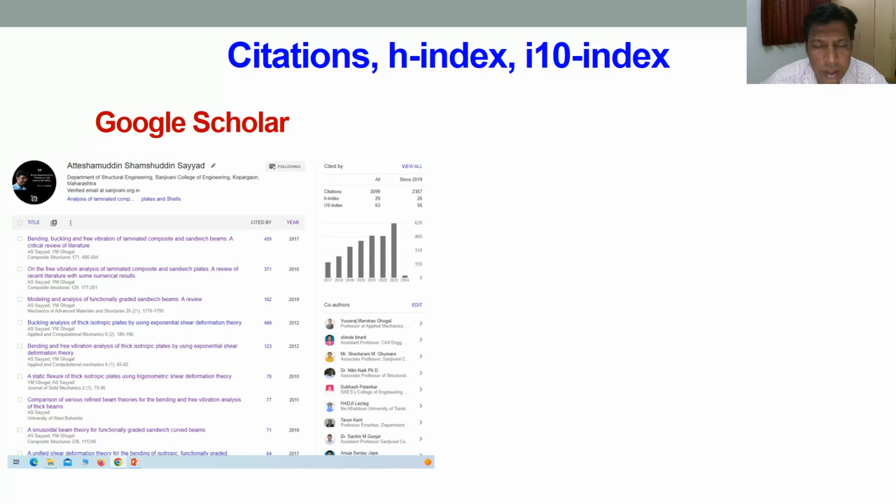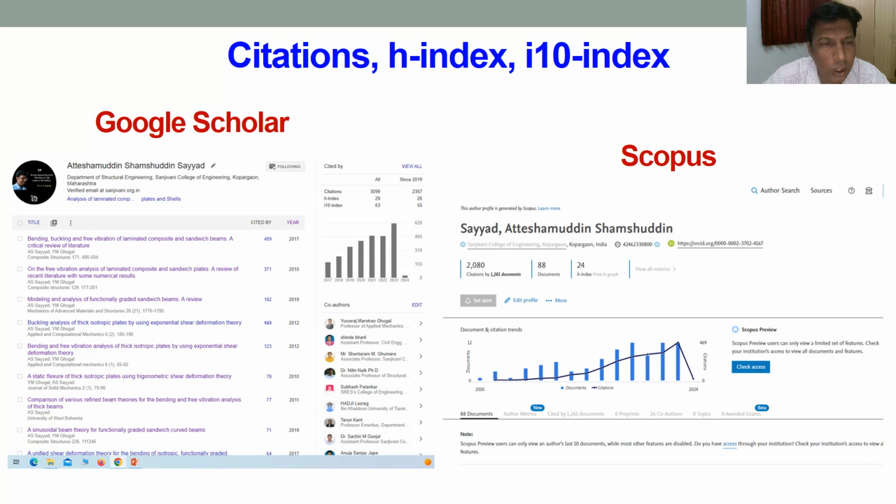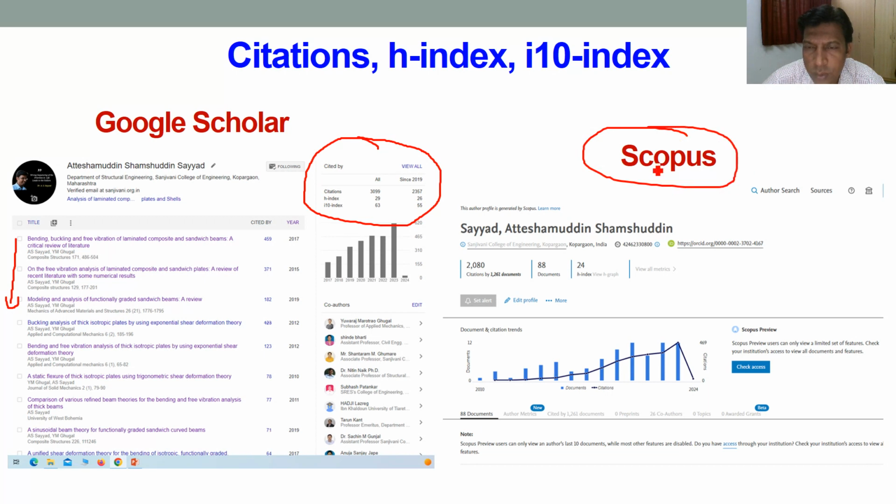Here I have taken two examples, two snapshots: one is a Google Scholar profile and one is a Scopus profile. If you look carefully at both profiles, you will find a few statistics and information. There is a list of papers that the author published, and on the right part you will find total citations, H index, and i10 index. This is the Google profile. On the right is a snapshot of the Scopus profile.